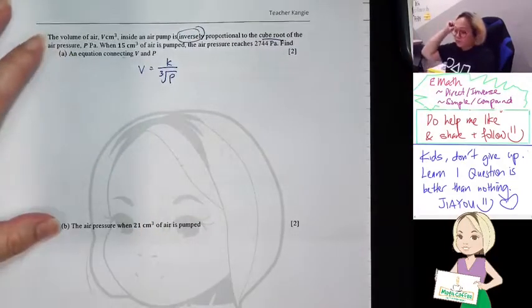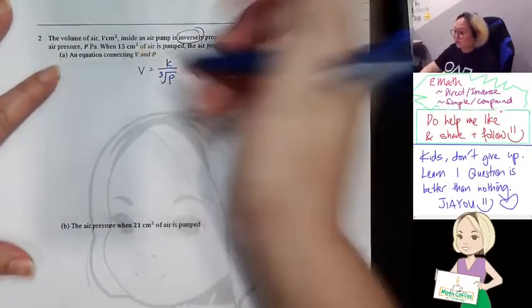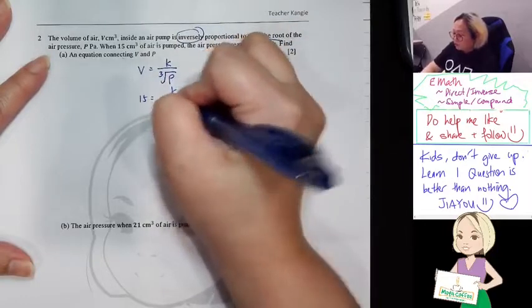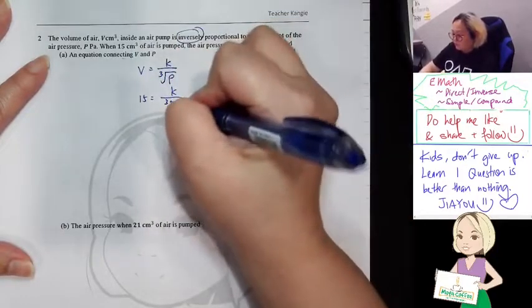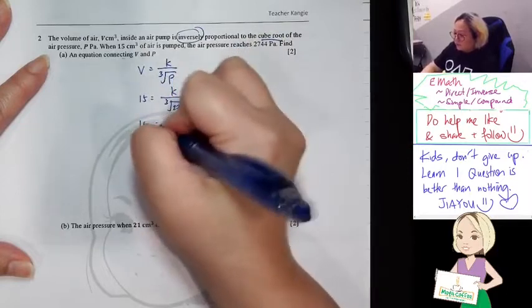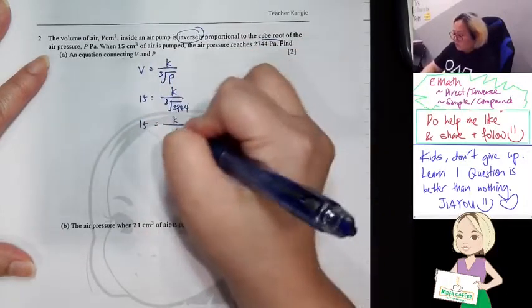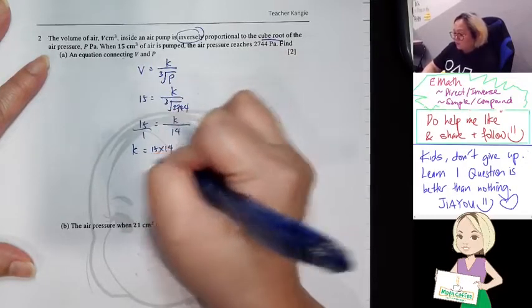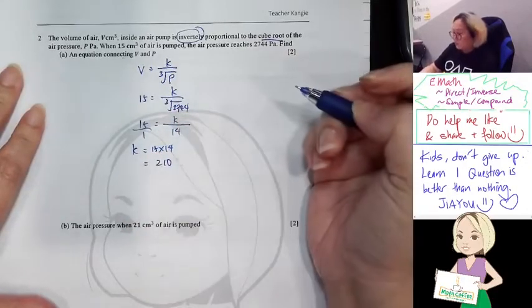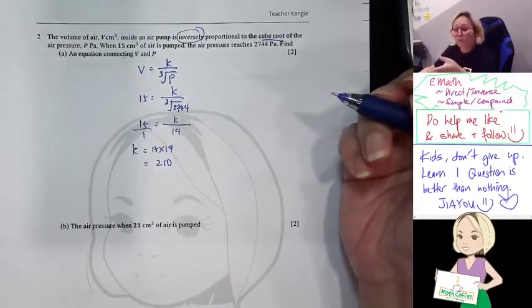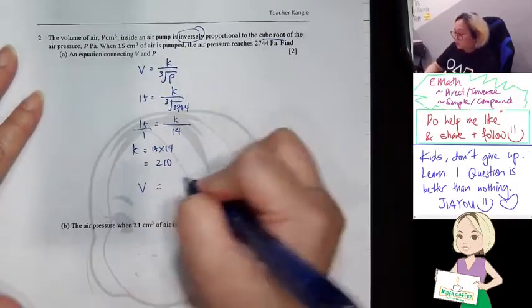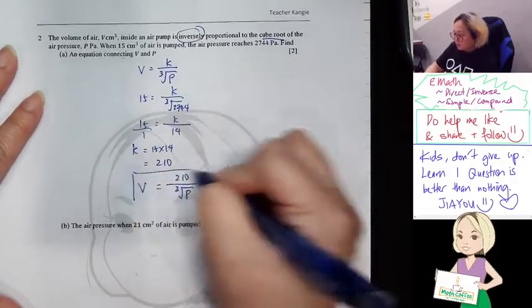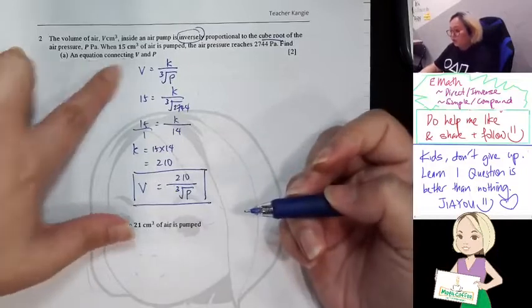So this is the partial formula. We're going to sub in the two values that are given, so it will be 15 equals to K over cube root 2744. And we get 15 equals to K over 14. Cross multiply, I get my K equals to 15 times 14, which is equals to 210. Now I can put my formula, which is V is equals to 210 over cube root P. So this is the answer. That's the equation connecting V and P.